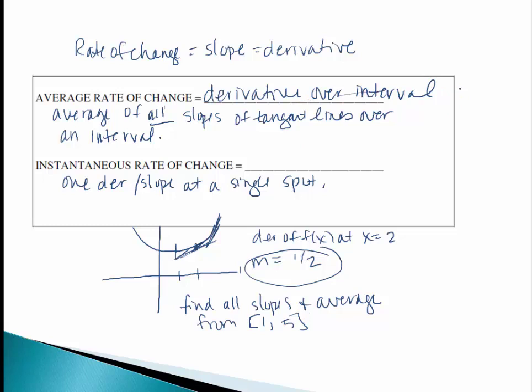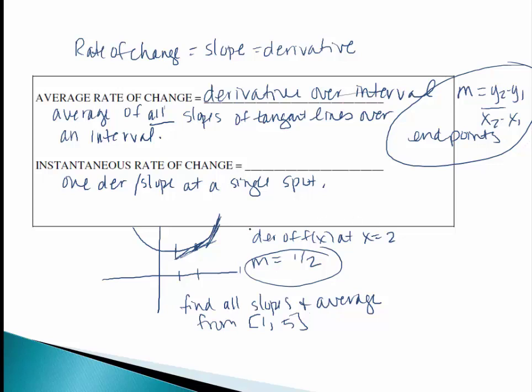And so what we're going to do is just use our slope formula using the endpoints. Whereas if it says instantaneous rate of change, we're going to figure out the derivative at that one x value. You can either do this by hand, using one of our rules from lesson 3.3, or you can use Math 8 on your calculator.